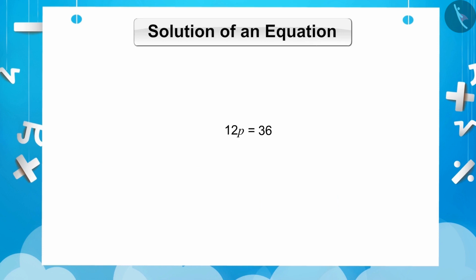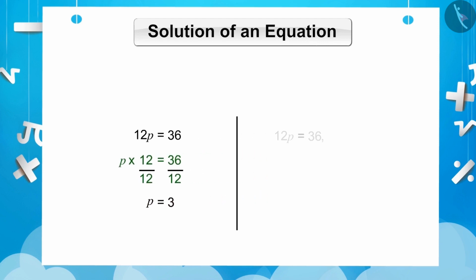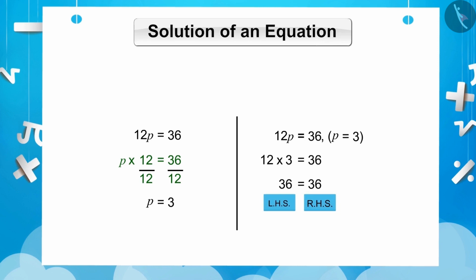Since LHS, variable p, is multiplied with 12, in order to have only variable p in LHS, we have to divide both sides by 12. By doing this, the new LHS will be p and the new RHS will be 3. We will get p is equal to 3, which is the solution of this equation. Let's check whether the solution is correct or not. Substituting p is equal to 3 in the LHS of the equation, we get 36, which is equal to the RHS.